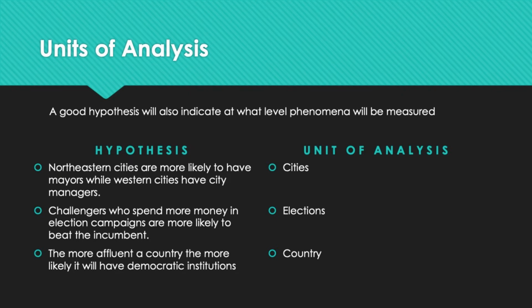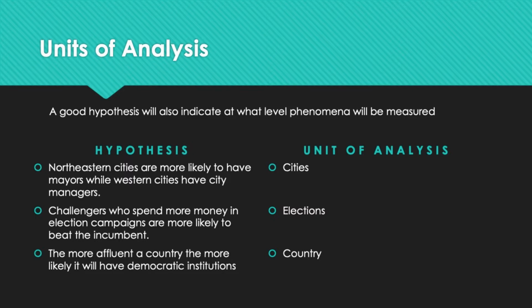So units of analysis, right? A good hypothesis will always indicate what level of phenomenon is going to be measured, the level at which observations are made. So you guys should be super familiar with this by this point. Most common units of analyses are cities, elections, and counties. So here's an example of some hypotheses that clearly state the unit of analysis.